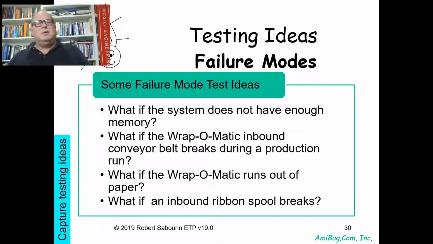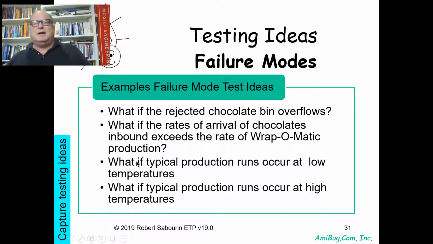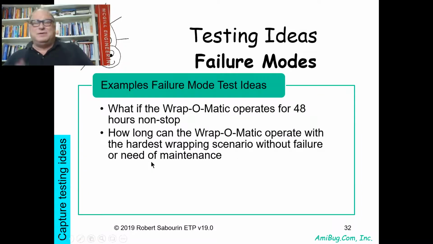Some test ideas, failure mode. For example, what if the system doesn't have enough memory? What if the Rapamatic inbound conveyor belt breaks during production? What if it runs out of paper? What if the spool breaks? What if something goes wrong? These are more examples. Rejected chocolate bins overflowed. Rates of arrival are too fast. Production occurs at really low or really high temperatures. What if something goes continuous operation for 48 hours? And maybe how long can it wrap without failing? These are all types of failure mode test ideas.